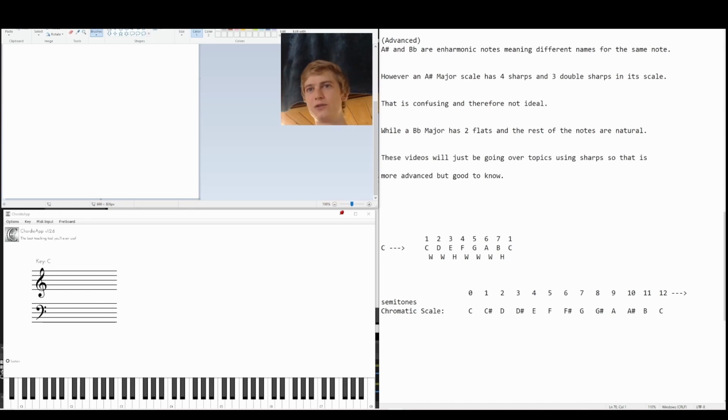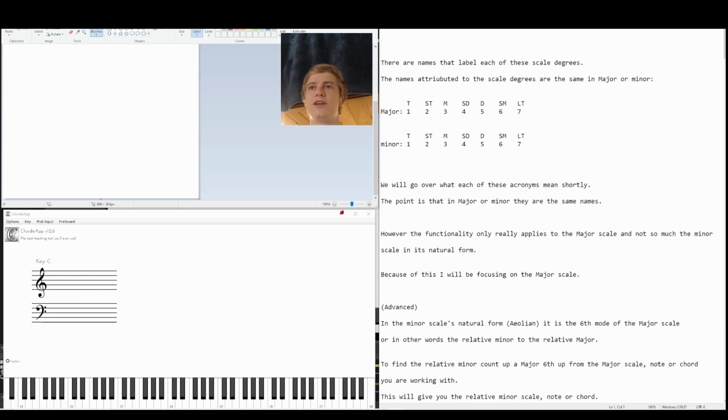And then the rest of the notes are just the natural notes, so they don't have any sharps or flats at all. These videos will be going over topics that are just using sharps, so that's more advanced, but it's good to know that.